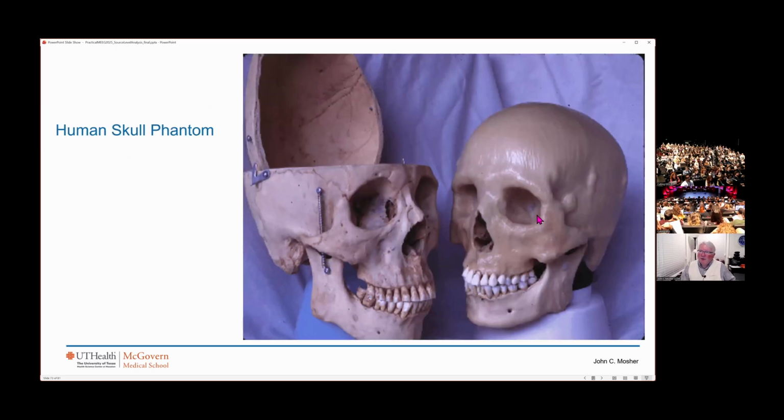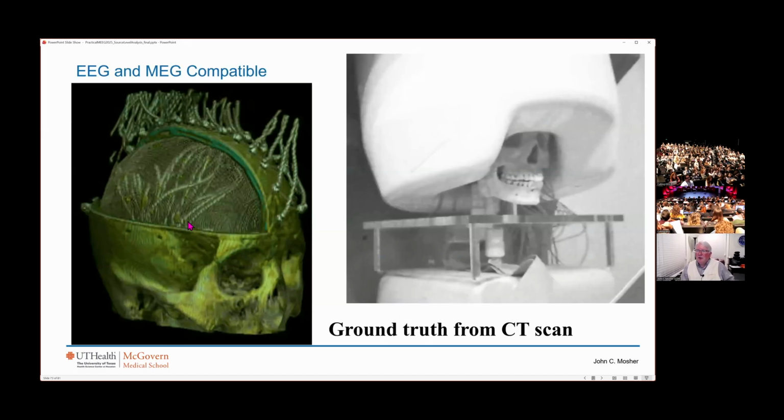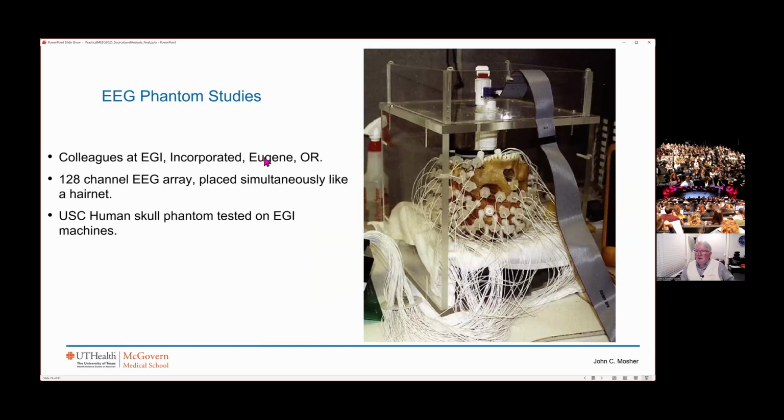We also built a human skull phantom several years ago now, painted 40 layers of conducting latex onto it, and then filled it with conducting gelatin, no sugar because it'll rot, but just conducting gelatin, and then built an entire electronics array to go into there and wired it up with EEG electrodes and gave it 32 optically isolated current dipole sources, and then got a CT of it to find out exactly where these sources ended up. Ran it at night in the Neuromag because you don't want to freak out the patients during the day. And then even ran it on the early version of the EGI hairnet at that time.